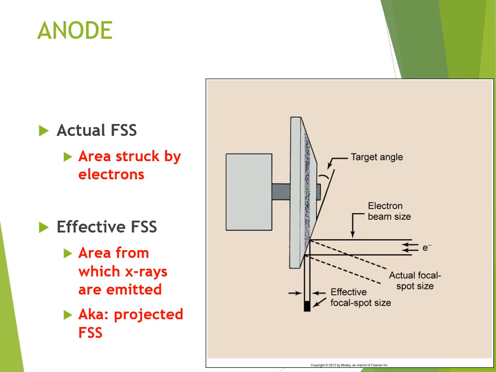On the anode, we have, first of all, the electron beam size, and that's the area from which electrons are coming from the cathode. So that's the electron beam. That's going to be dependent upon the size of the filament, whether we use the small or the large. The second part is called the actual focal spot, and that's the area that is struck by electrons. How you find that is you draw a line perpendicular from the anode from each edge of where the electron beam was. The effective focal spot, which is the last part, is the area from which X-rays are emitted. I'm just going to drop a line down directly from each edge of the actual, and that's the effective focal spot size, also known as the projected focal spot size.